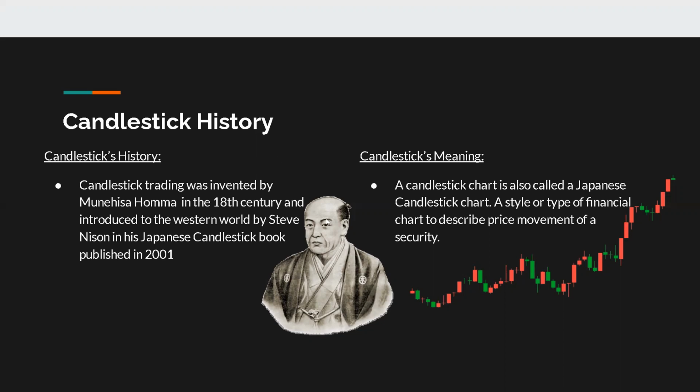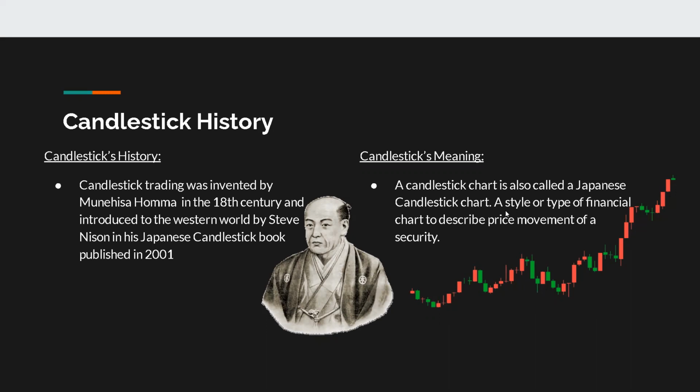And so, the meaning behind candlesticks is also referred to as a Japanese candlestick chart. It's a style of financial chart to describe price movement of a security, right? Each of these candlesticks is price action. It's short term. It's a price action over a period of time, depending on the time frame you're looking at. We're looking at different periods of time of price movement within these candles. It's a lot more complex, you could say, than a simple line chart, right?